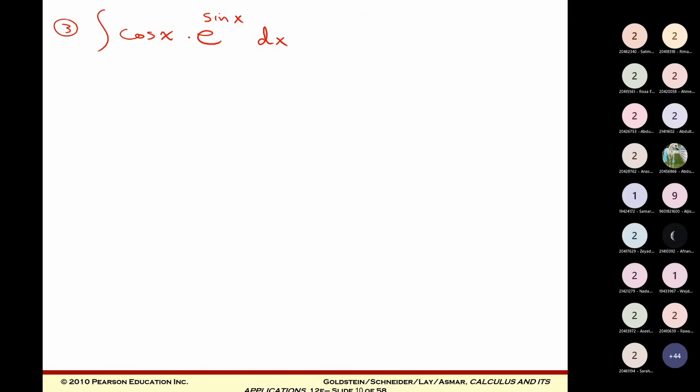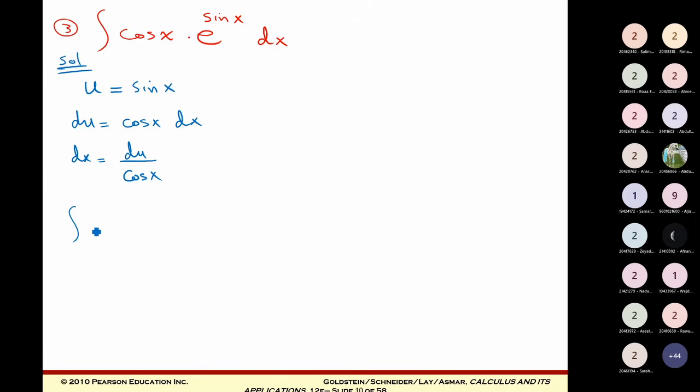Okay, here we let u equal. What's the value of u here? We can put u equal what? Without e, just the exponent, sine x, without e. Now du equals cosine x dx. So we have dx equals du over cosine x.